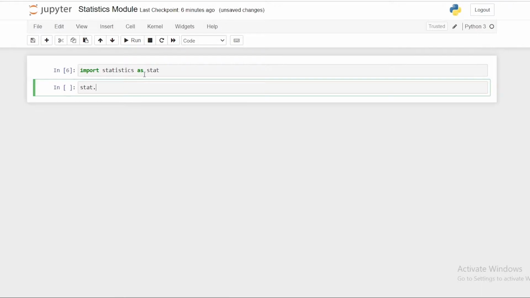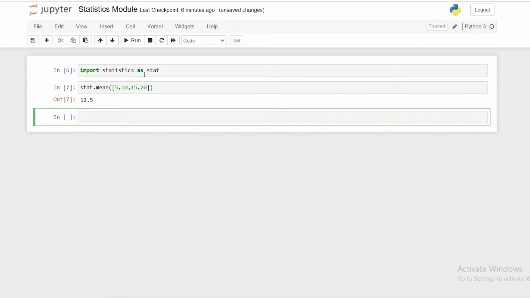Let's say stat dot mean, and let's have a set of numbers such as 5, 10, 15, 20. What it does is take the sum of all of these numbers divided by the total number of observations. Here there are four numbers, so 5 plus 10 plus 15 plus 20, divided by 4, which will give you 12.5. These numbers are all in a pattern, so we get the mean easily.